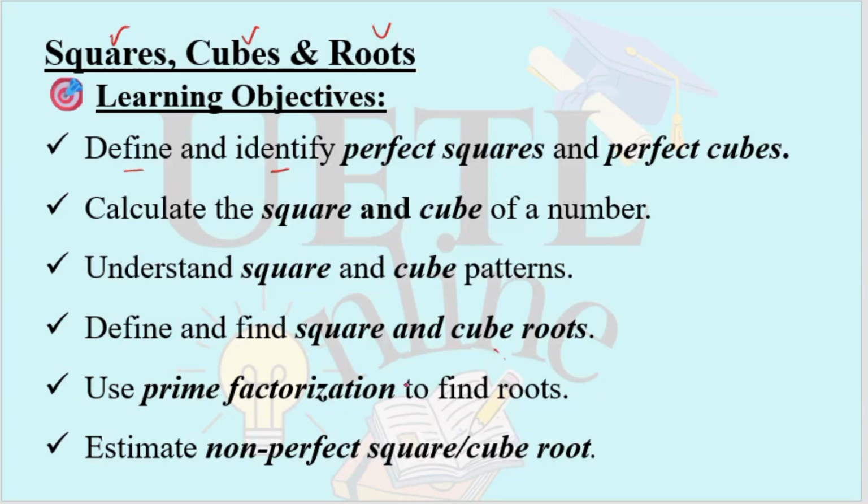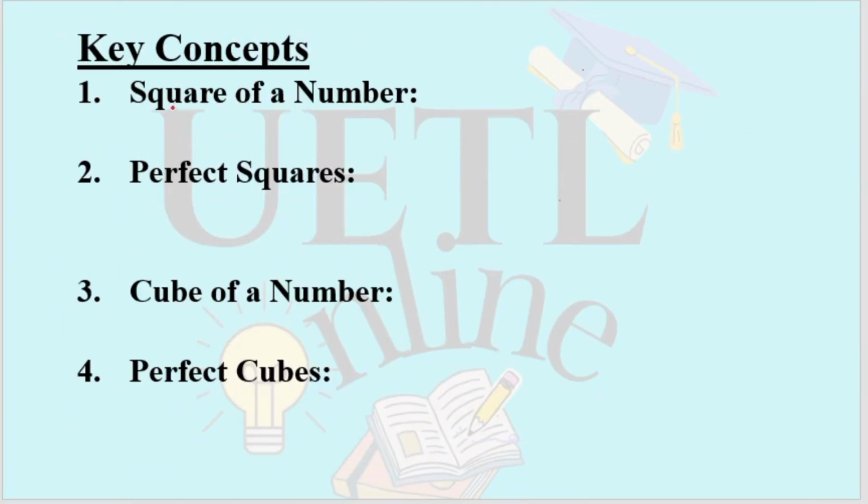Then the other thing is to estimate non-perfect squares and cubes. So these are our objectives. The first thing is we're going to talk about perfect squares and perfect cubes. Next we are going to talk about square roots and cube roots. Then we are going to learn how to find them using prime factorization. Let's talk about this concept.